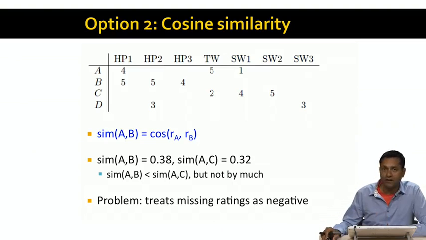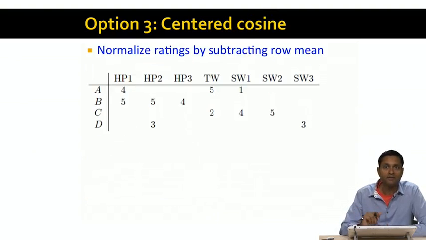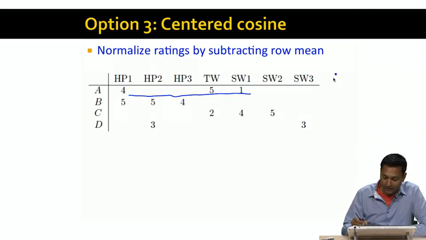One way of fixing cosine similarity to accomplish what we want is to use something called the centered cosine. The way we're going to do that is to normalize ratings for a given user by subtracting the row mean, or the average rating of the user. To illustrate what I mean, let's go back to our example. Here is the rating vector for A, and notice that the average rating for A is 10 over 3, because A has rated 3 items and the sum of those ratings is 10. And similarly, the average rating of B is 14 over 3, and so on.